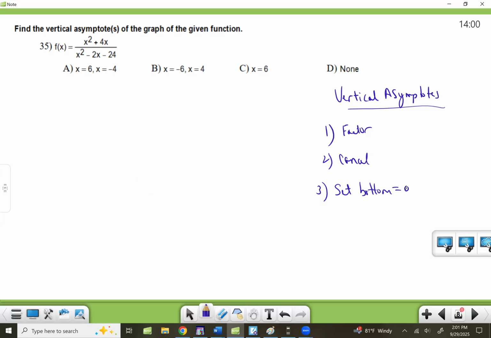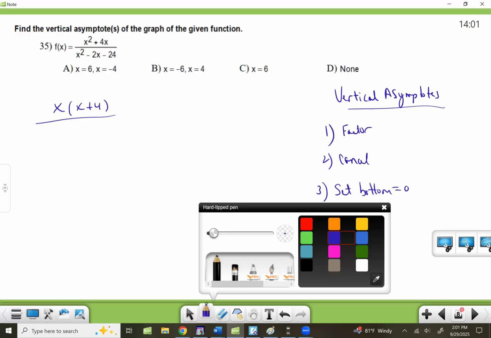That's our process for finding the vertical asymptotes. All right, so let's go ahead and start with the factoring. I'm looking at the numerator and I'm noticing they both have an x. I'm going to pull out an x. That gives me x plus 4.